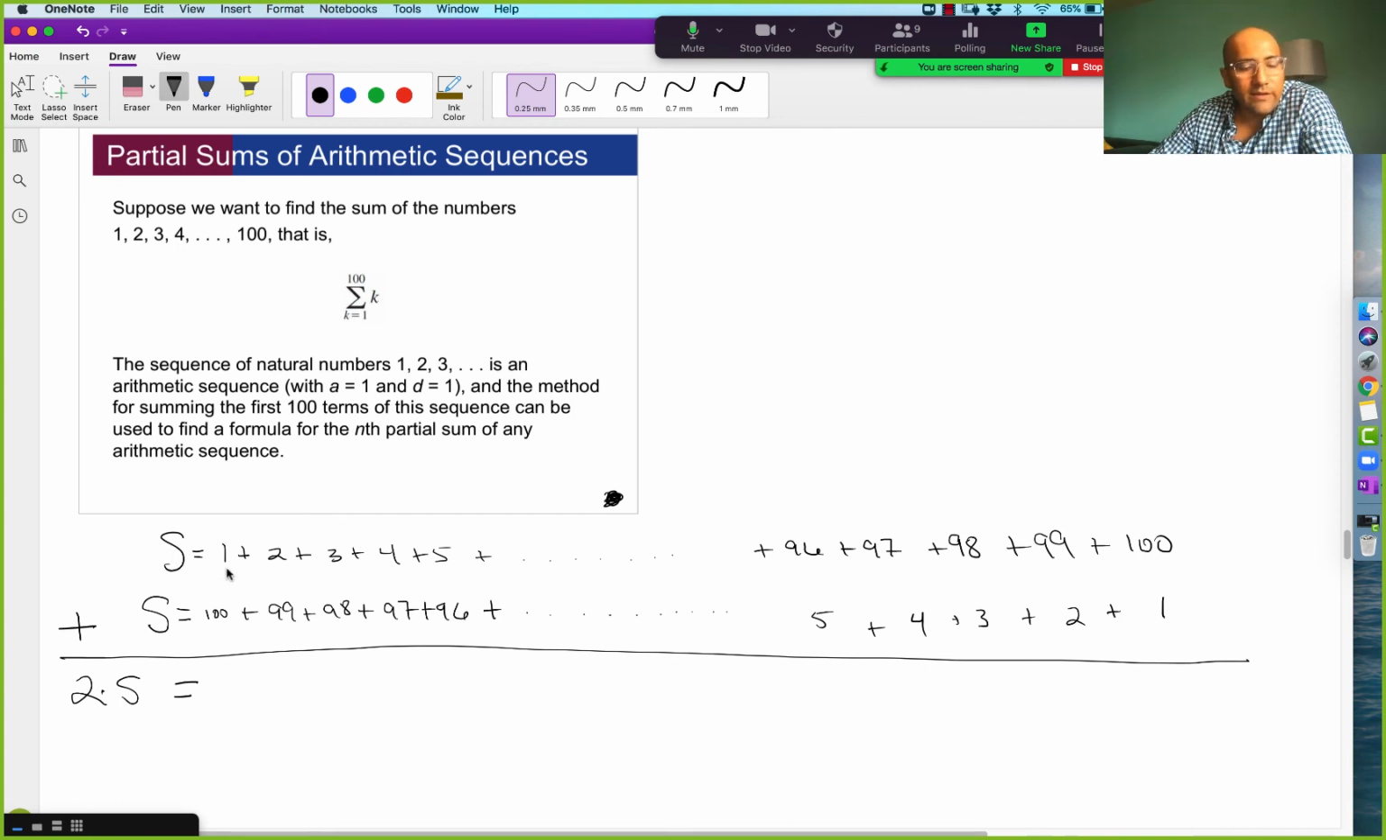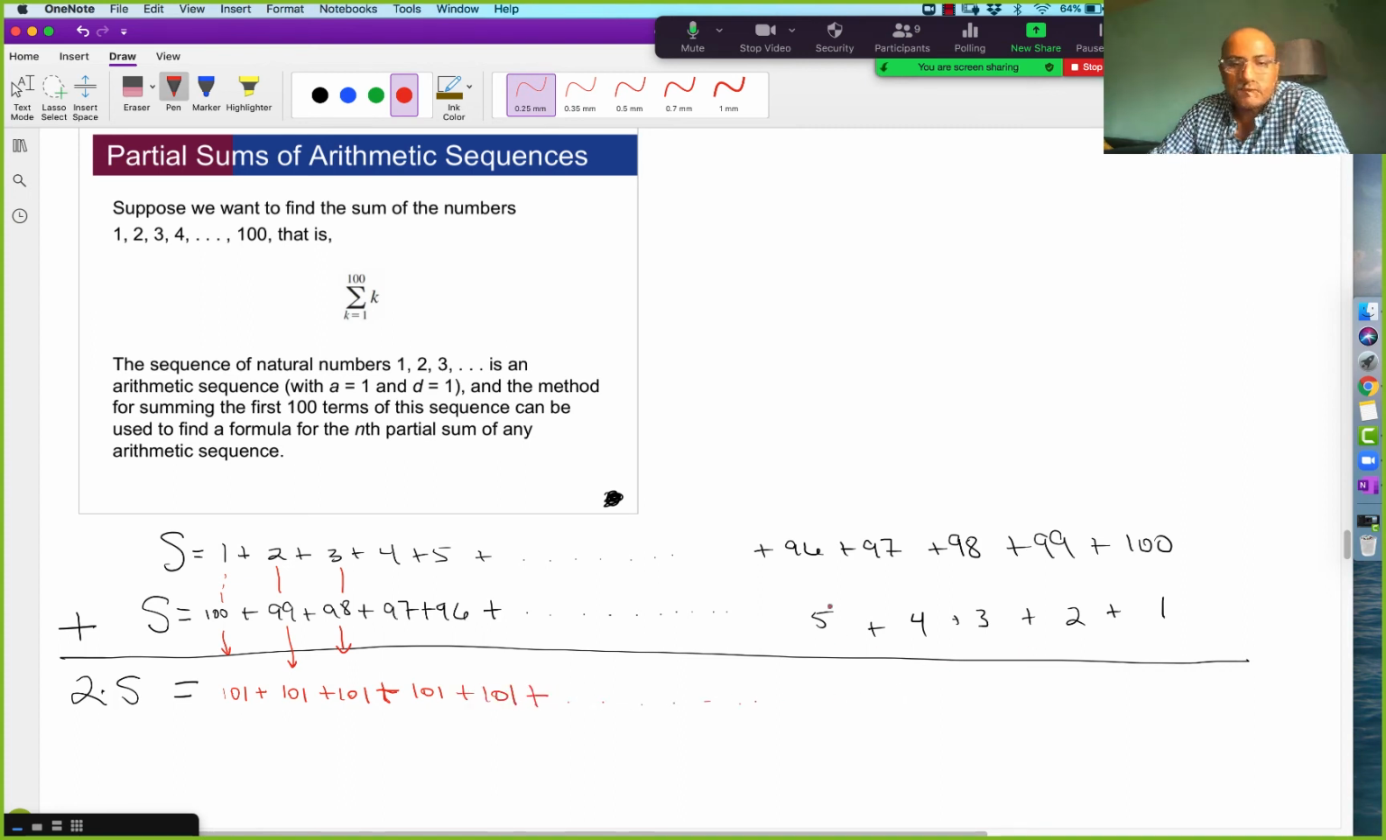Now on an individual term-by-term basis, this is where something interesting happens. The 1 plus the 100 adds up to 101. The 2 plus the 99 adds up to 101. And the 3 plus the 98 adds up to 101. So in every single case, they always add up to 101.